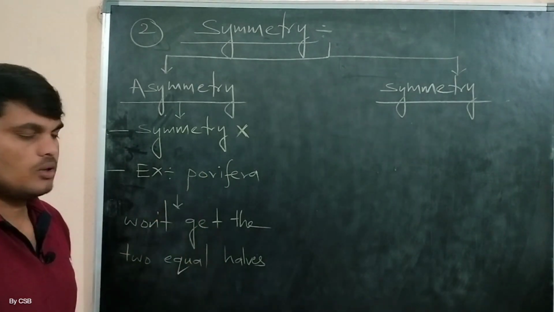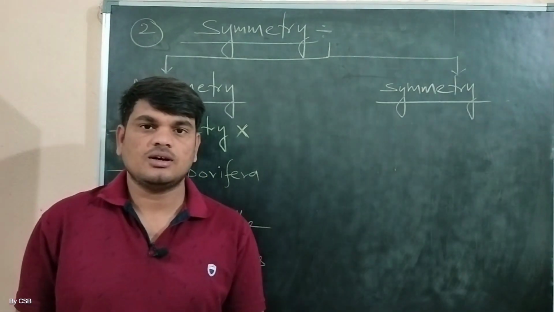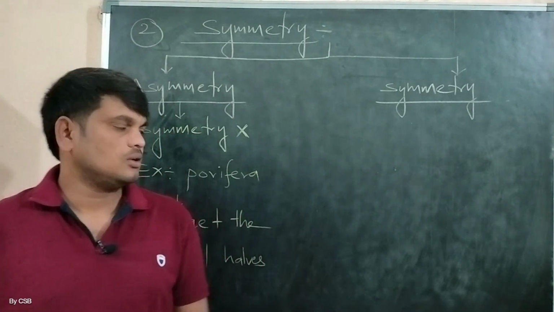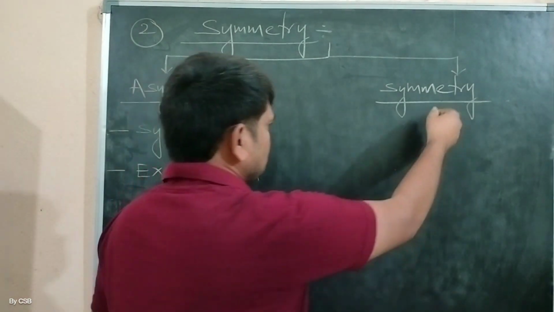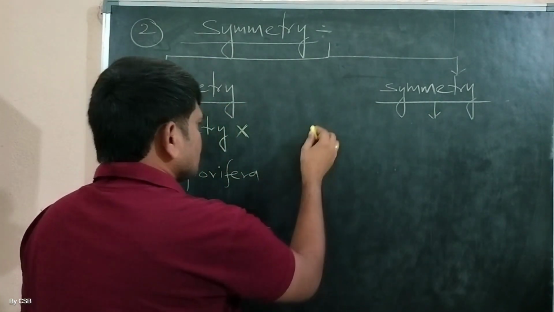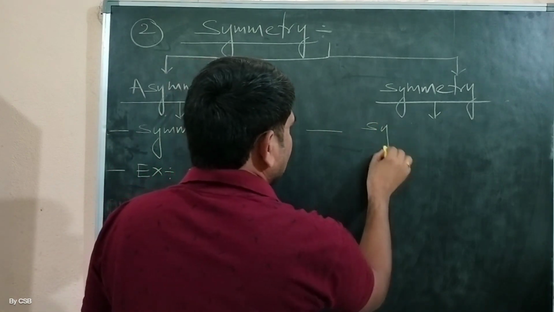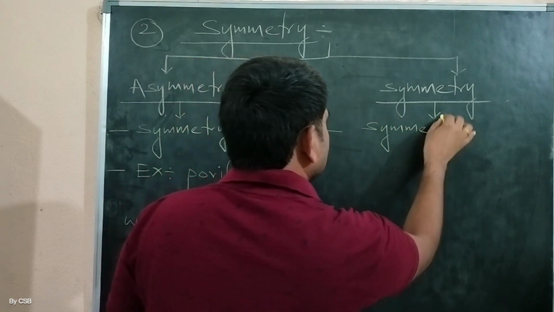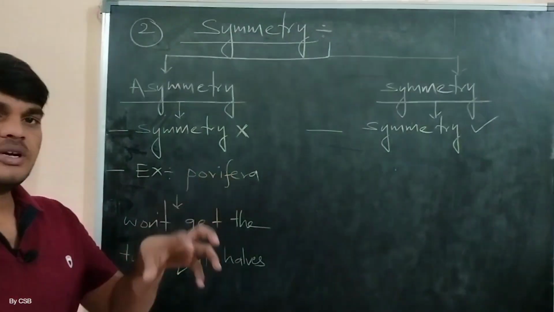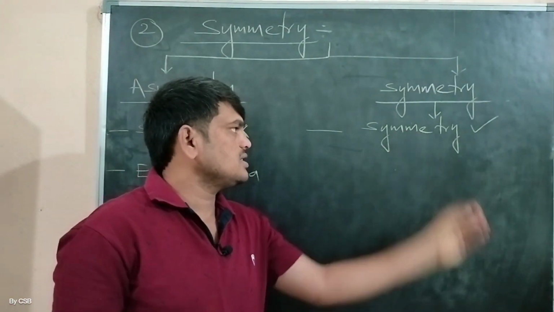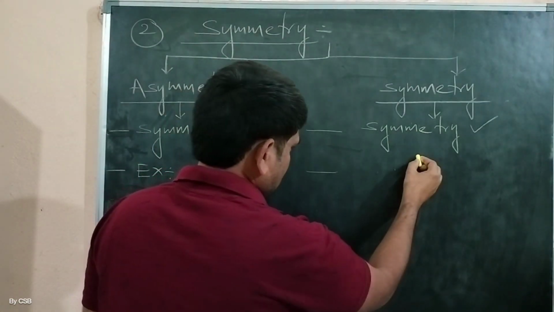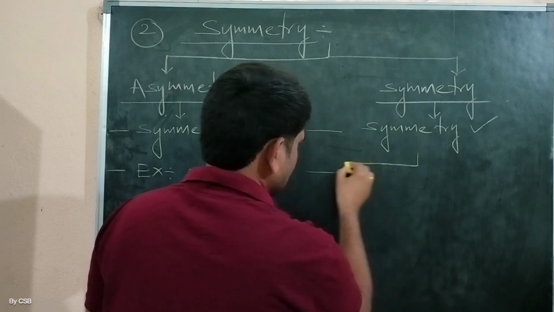The best example is Porifera. You can observe the screen, I will give you the diagram of Porifera. Then symmetrical animals are those in which symmetry is present. Symmetry is the systematic arrangement of organs seen in symmetrical animals.